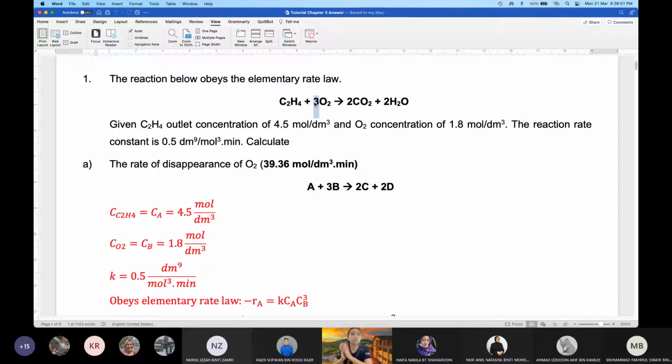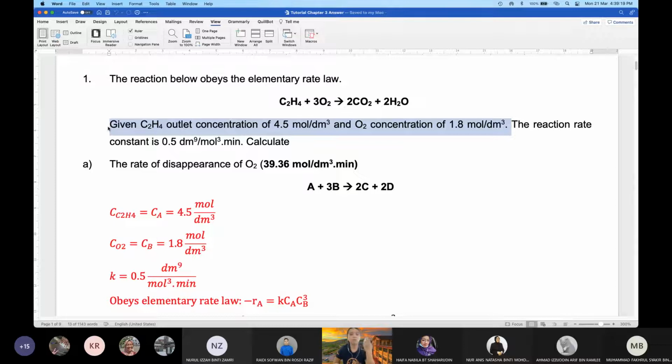Okay, so that's the first part of the question. On that first sentence, you can already come out with the rate law, so we already know the reaction order. Next, it says given C2H4 outlet concentration 4.5 mole per dm³ and O2 concentration 1.8 mole per dm³. So in this question, it gives us the concentration of C2H4 and the concentration of O2.